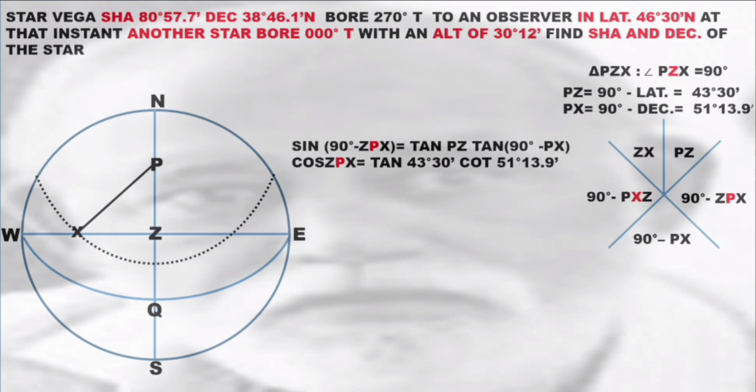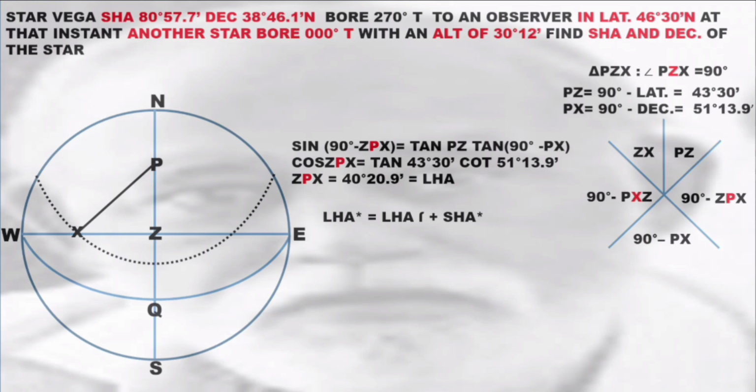Using Napier's rules, we found out the LHA of the known star Vega being west. Angle P would be your LHA. Now, LHA of a star is given by HA Aries, which is your GHA Aries plus or minus your longitude. And we are talking about the same instant, that means your longitude is the same.